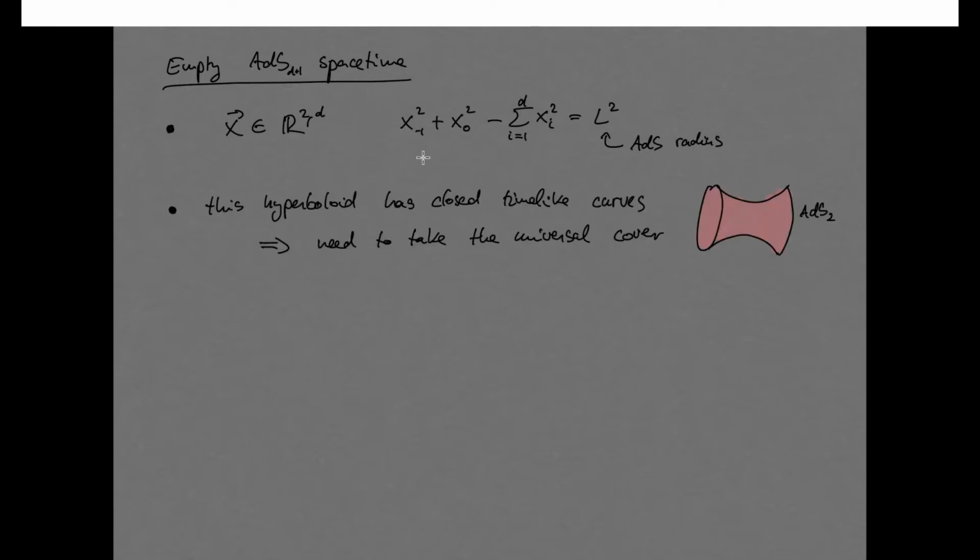So if you define ADS this way, then you run into a problem. Namely, the hyperboloid has closed time-like curves. For instance, ADS2 is depicted here. The closed time-like curves are these circles on the surface that wrap the hyperboloid, and they correspond to rotations in the x-1, x0 plane. So what you need to do is consider the universal cover of the hyperboloid, where you unwrap this closed time circle, so that now it's just an infinite line.